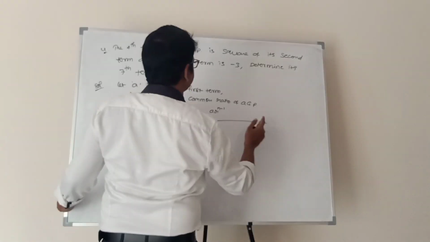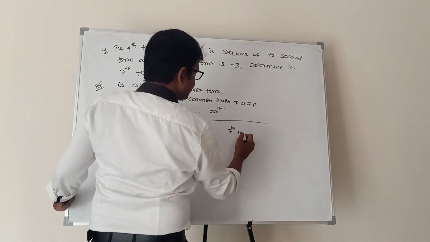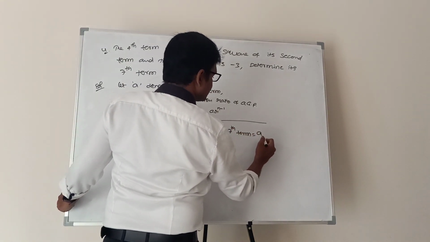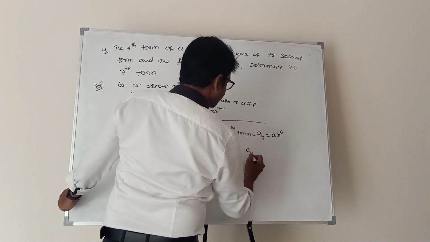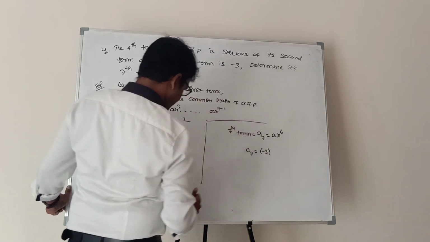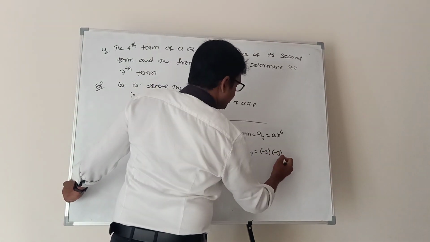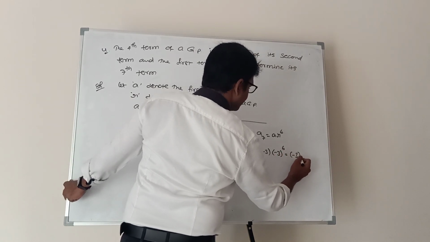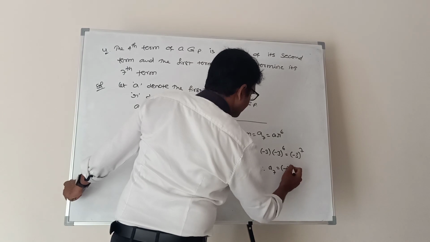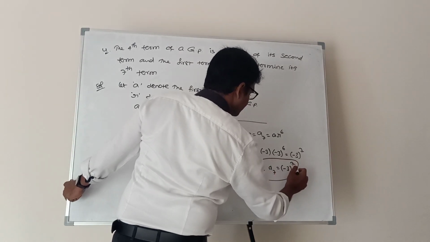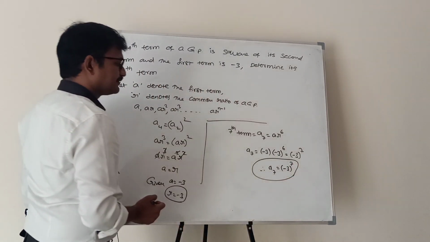Next, what we have to find? Determine its seventh term. Seventh term means a7, a into r power 6. So a7 is equal to a value minus 3 into r value minus 3 whole power 6. That is minus 3 whole power 7. Therefore, a7 is minus 3 whole power 7, the seventh term of the GP.